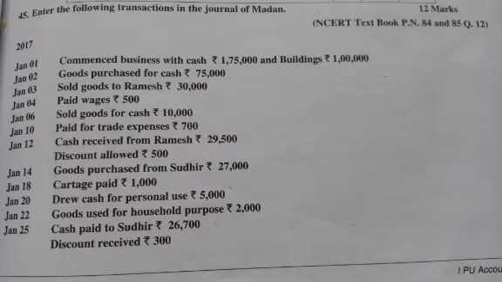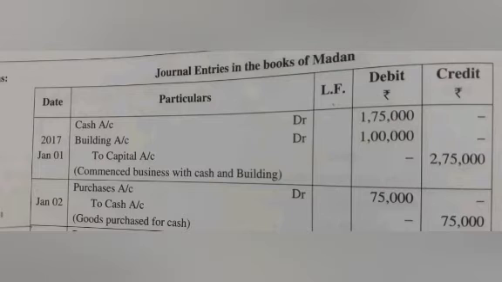And third account, that is nominal account. In that, debit all expenses or losses and credit all incomes and gains. In this, all the expenses or losses and incomes and gains are entered in this nominal account. Let's see the first one, that is business commenced with the cash rupees 1,75,000 and building rupees 1 lakh.